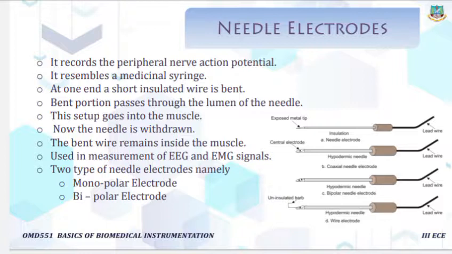So after inserting, the bent wire remains inside the muscle, and we take off the needle. It is mainly used for EEG and EMG signal measurement. There are 2 types of needle electrodes, the monopolar electrode and the bipolar electrode. Monopolar means it consists of only one reference electrode, and bipolar means it consists of a reference electrode and a main electrode. So these all come under the needle electrode.